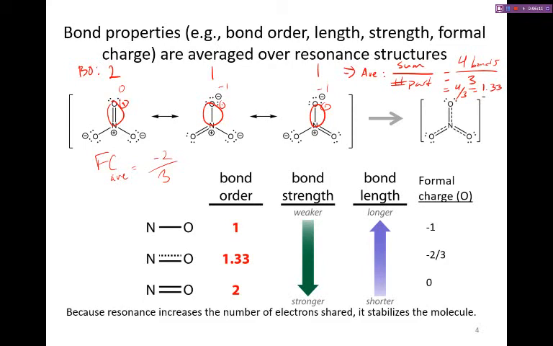And we see that because resonance is increasing the number of electrons shared from 1 to 1 1/3 between them, that's going to stabilize the molecule. And that has important implications for how nitrate is going to react with other compounds.